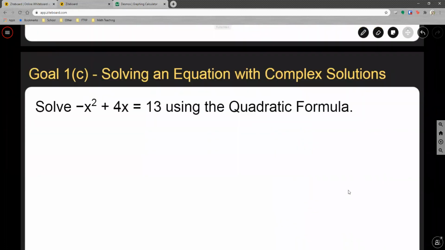All right, let's try something new. Complex solutions. So think back to chapter 3.2 and 3.3. Complex solutions. So we're going to have imaginary numbers in there as well as real numbers. So I'm solving negative x squared plus 4x equals 13.